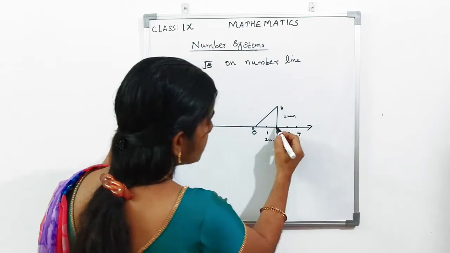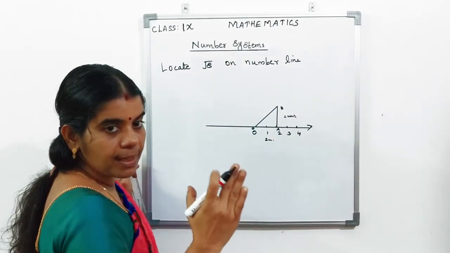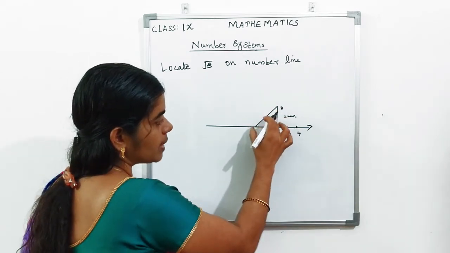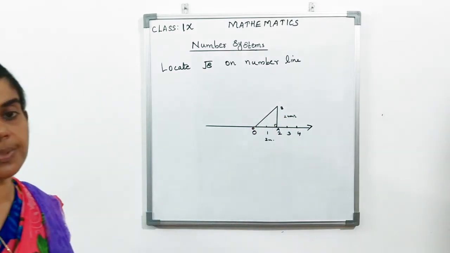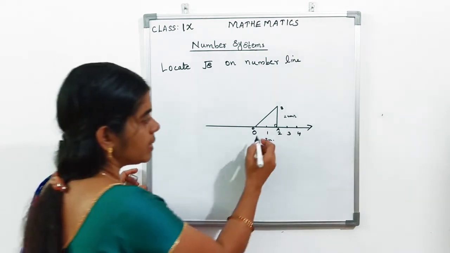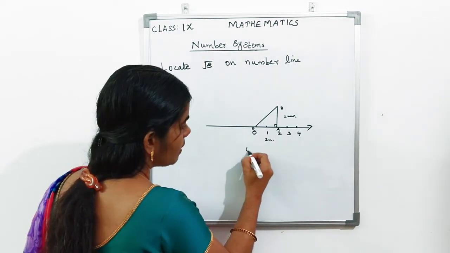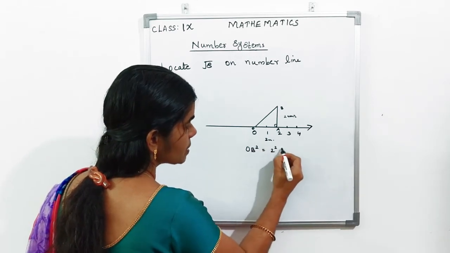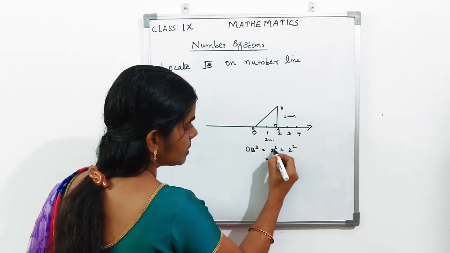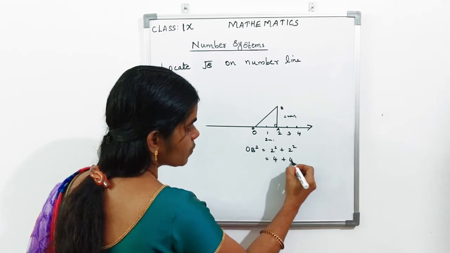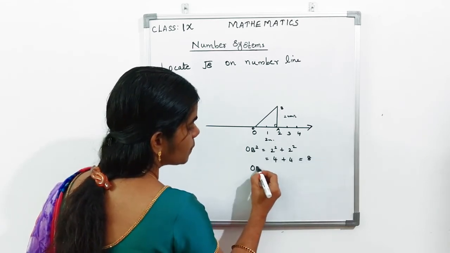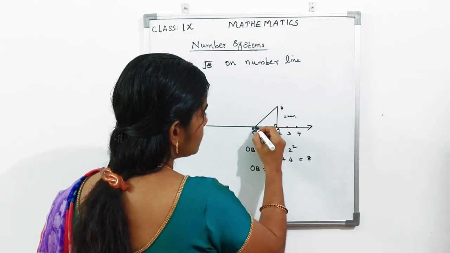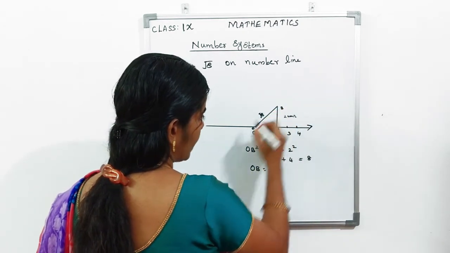While you are joining AB, here it will be a correct 90 degree. Now you understood that OB is the hypotenuse of that triangle. Then what will be OB square? OB square is equal to 2 square plus 2 square. That is 4 plus 4, that is equal to 8. Therefore OB is equal to root 8. Therefore this will be our root 8.